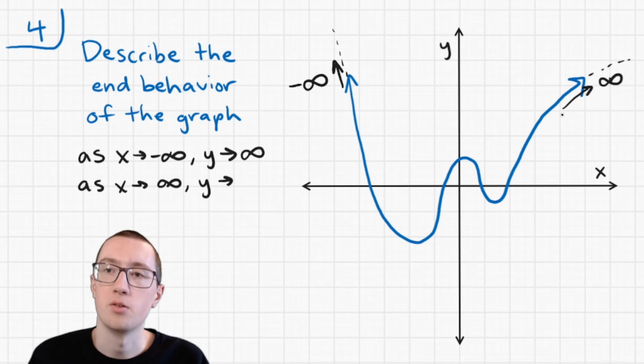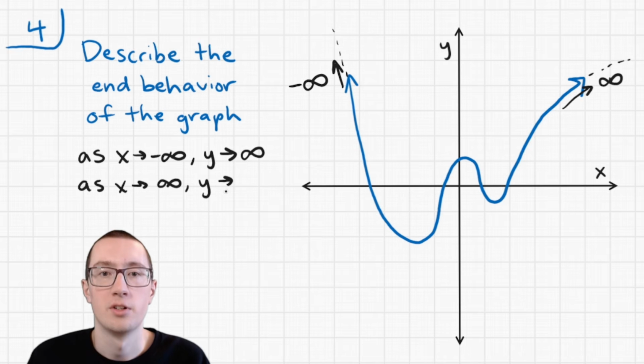Now what about on this side? Well, here x is approaching positive infinity because it's going to the right. So what is y doing? Well, y is going up and up and up. It's just going to keep going up for eternity until it runs out of numbers. So y is also approaching positive infinity.